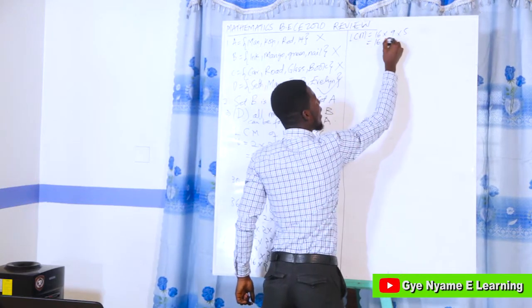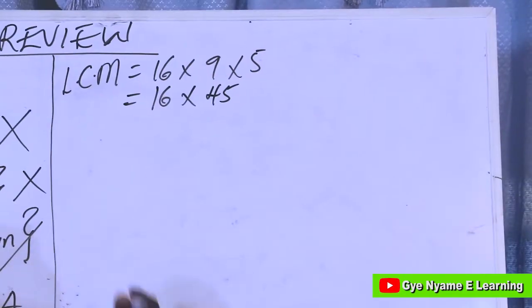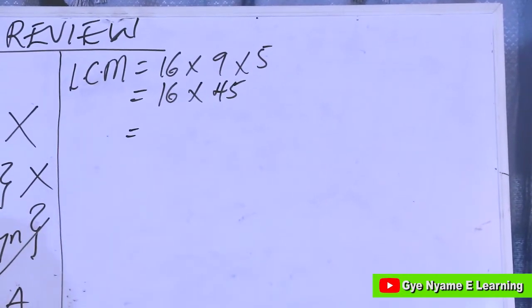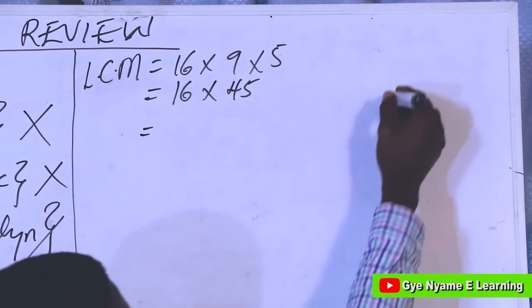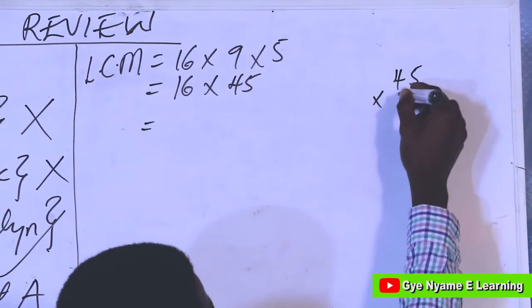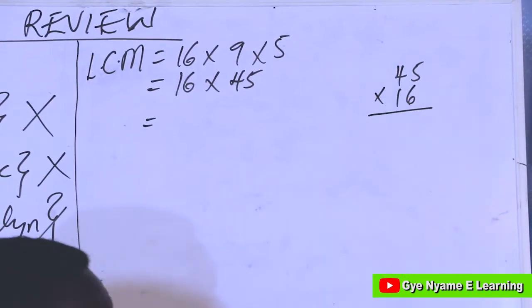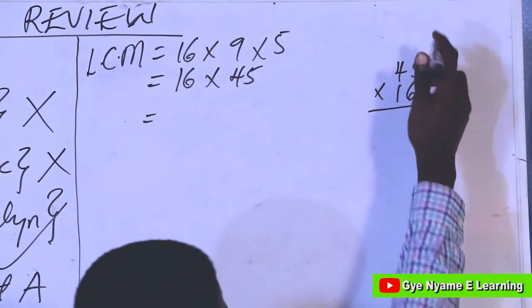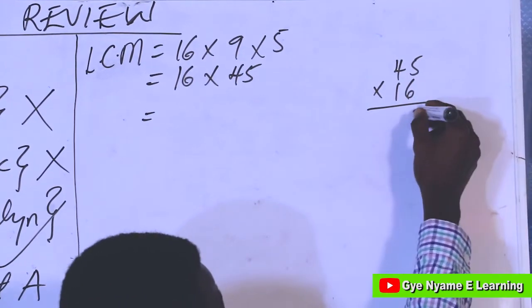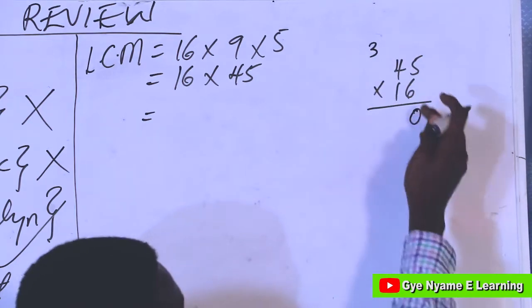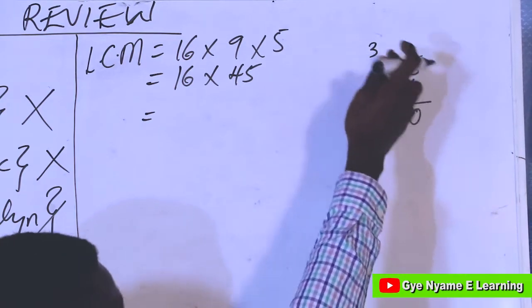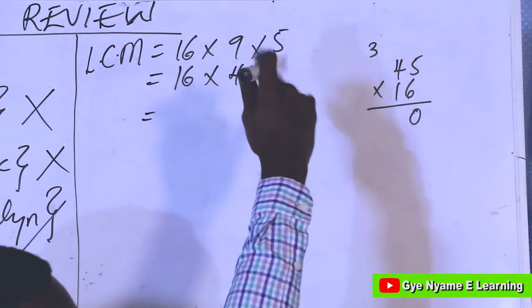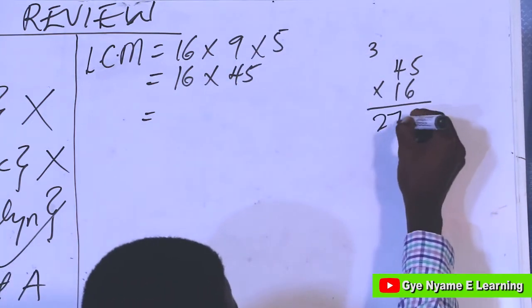9 times 5 is what? 45. So now we are left with 16 times 45 to do. Quickly, you do that. 45 times 16. For those who don't know how to multiply, this is a good start for you. All right. So 5 times 6 is what? 30. 0, remainder 3. 4 times 6 or 6 times 4 is 24 plus 3, making 27.